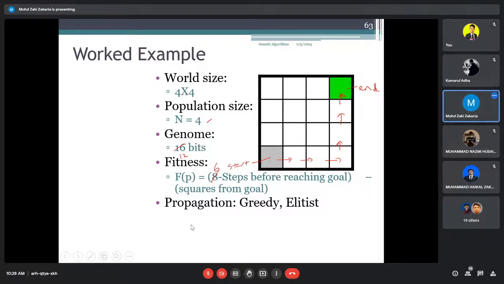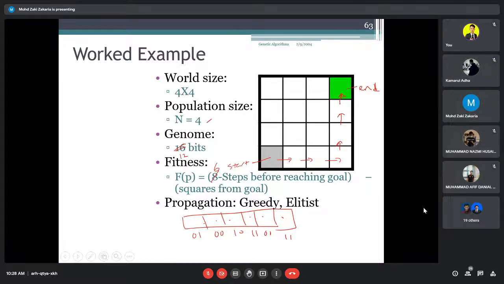Okay, and then for 6 steps, we have 6 sectors we should allocate: 1, 2, 3, 4, 5, 6. And then for each sector, we have 2 bits: 0, 1 or 0, 0 or 1, 0 or 1, 1. So we only have 12 bits, not 16 bits. That's why for this case, 12, not 16. Clear or not? Clear, sir.